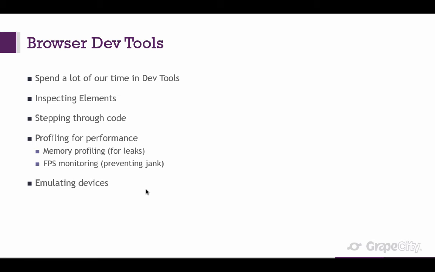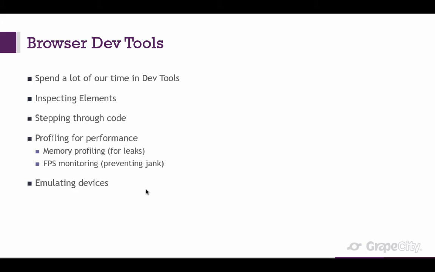We use it for profiling for performance. So we do memory profiling to find leaks, so memory leaks. So we're looking for anywhere where we're collecting data or creating new data that we're not destroying, it's not being garbage collected. We also do FPS monitoring to prevent jank.